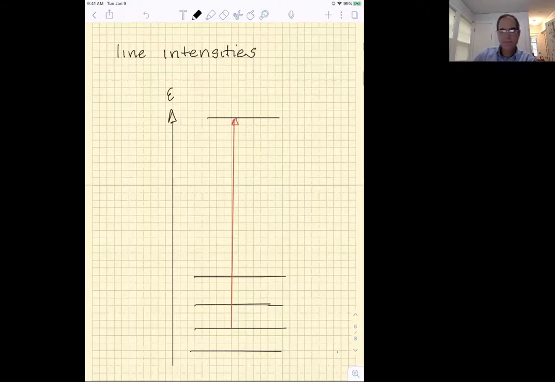Okay, now let's see if we can work out an expression for the line intensities. That is, how strong is the absorption at each absorption line in our spectrum relative to the others. So hold on for one second here. Okay, let's suppose we're looking at a particular transition from some state with rotational quantum number J to some final state with rotational quantum number J prime.